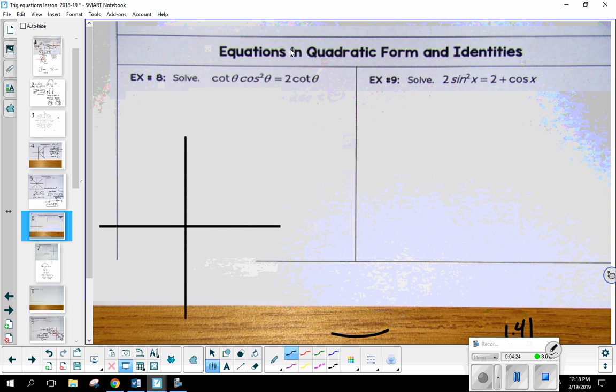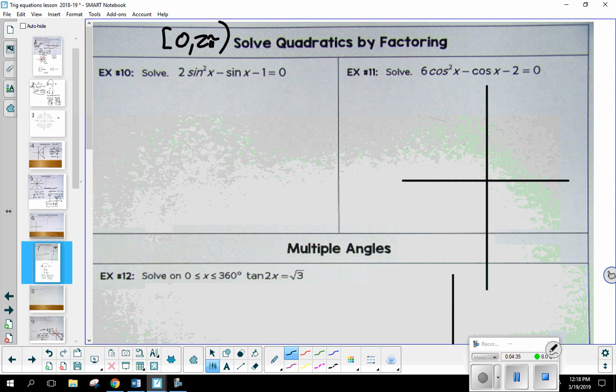Okay, let me see. What problems am I wanting to do here? It's not 5 and 6. We actually already did those. I need 10 and 11. Here we go, 10 and 11.